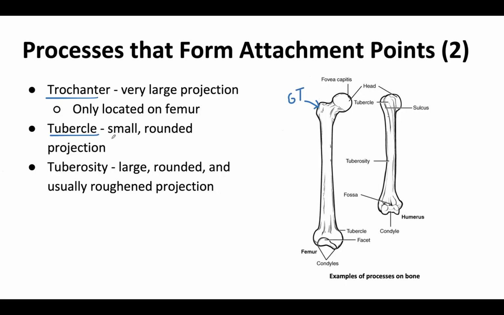Tubercles are much more numerous throughout the skeleton. So you can see, say, the lesser tubercle of the humerus or the greater tubercle as well. And then a tuberosity is usually larger than a tubercle. One thing that's unique about a tuberosity is that it will typically appear much more roughened on the bone, not as smooth as what you have with tubercles. So you can see the deltoid tuberosity on the humerus in this image on the right.